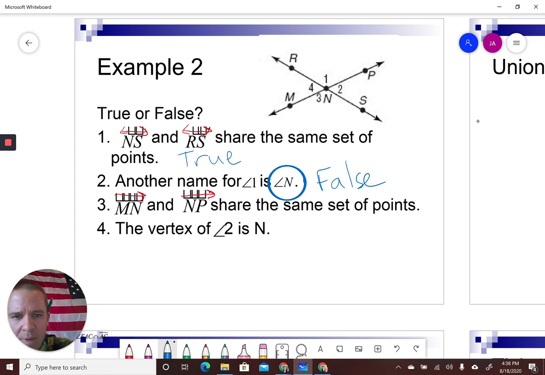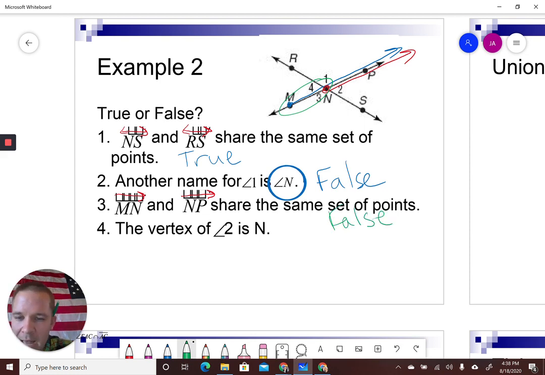Well, ray MN is that, and then ray NP is that. They're not sharing this spot right back here, so that one's going to be a false. It's a false for me.